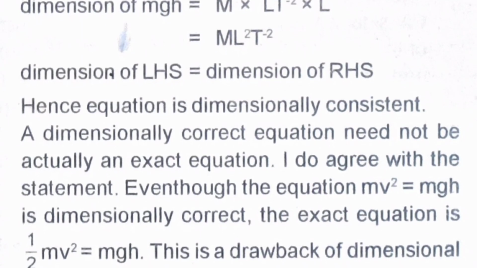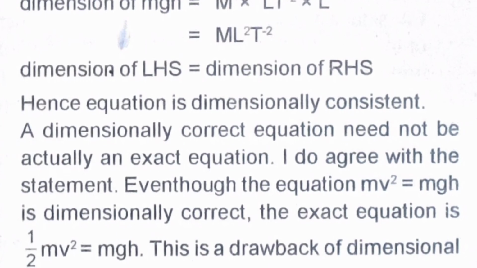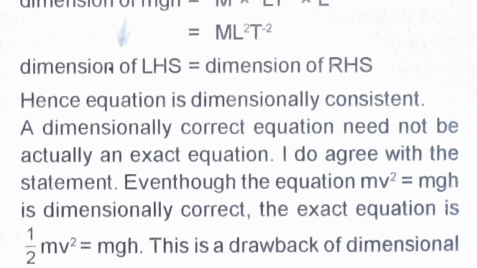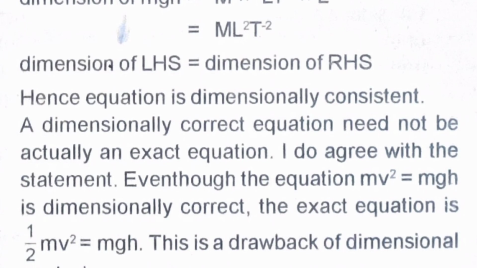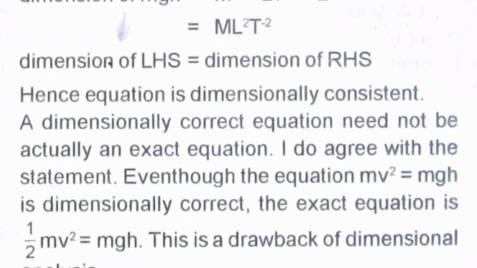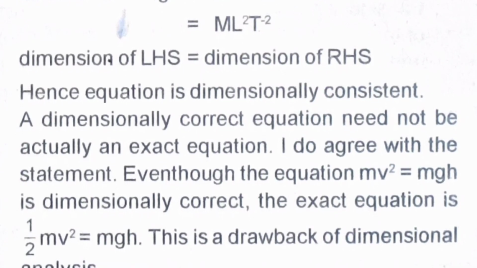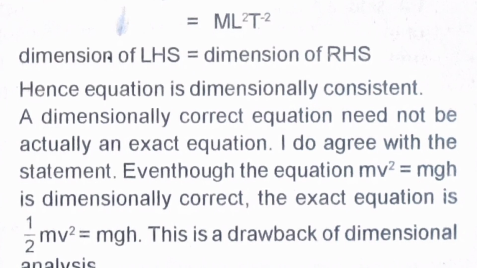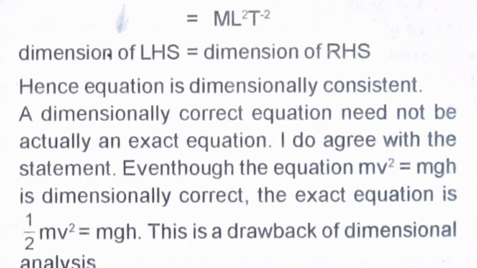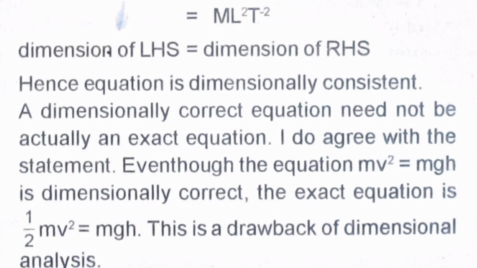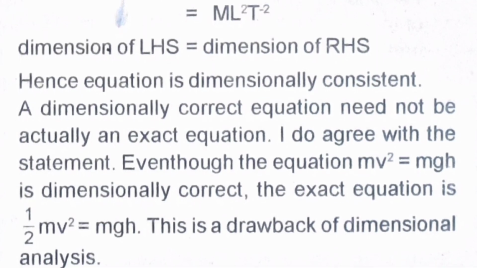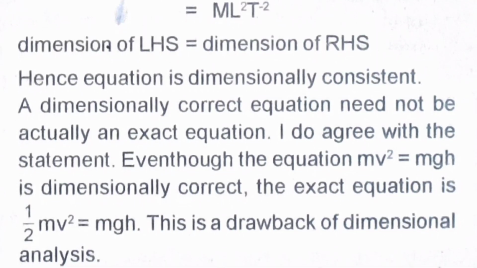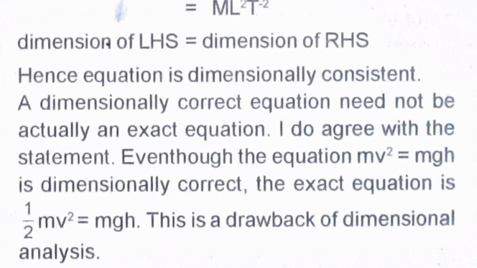No, the actual equation is half mv square is equal to mgh, right? What we can understand from this is that a dimensionally correct equation need not be an exact equation. So this is a drawback of dimensional analysis. Is it clear? Okay, now we can conclude the video here.